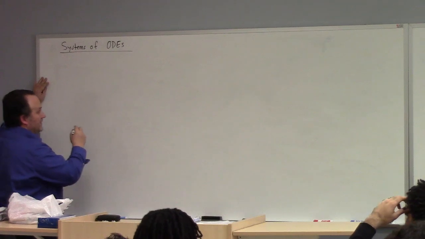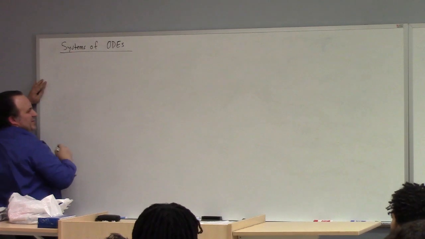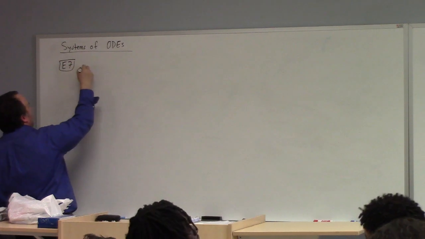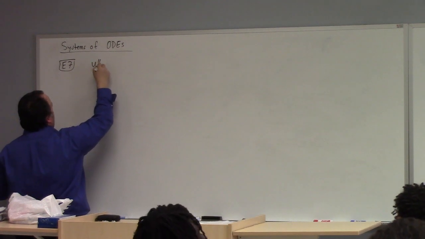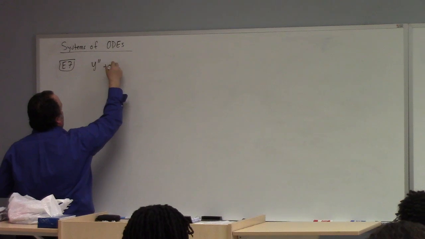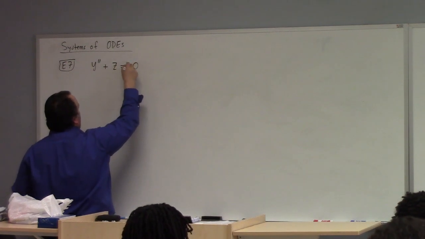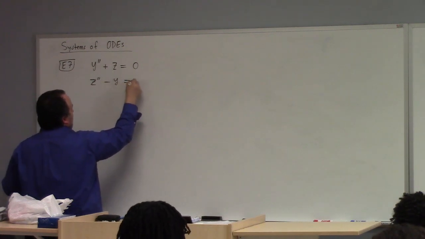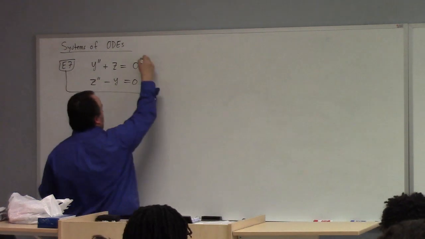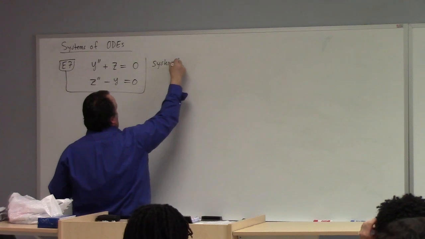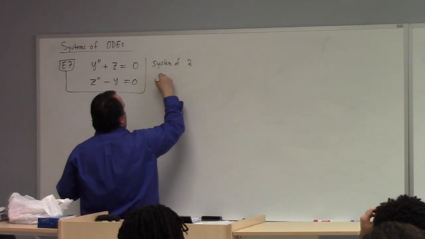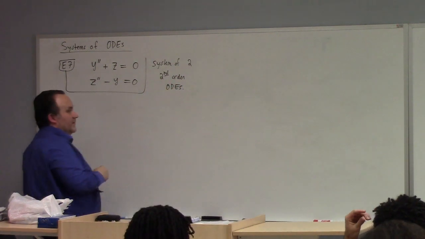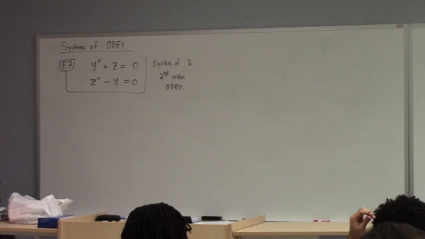So, for example, what example am I on? 6. 7, I'll allow it, why not? How about this? If I had y prime prime plus z equals 0, and then I had z prime prime minus y equals 0. This right here is a system of two second order ODEs. How would you solve this?